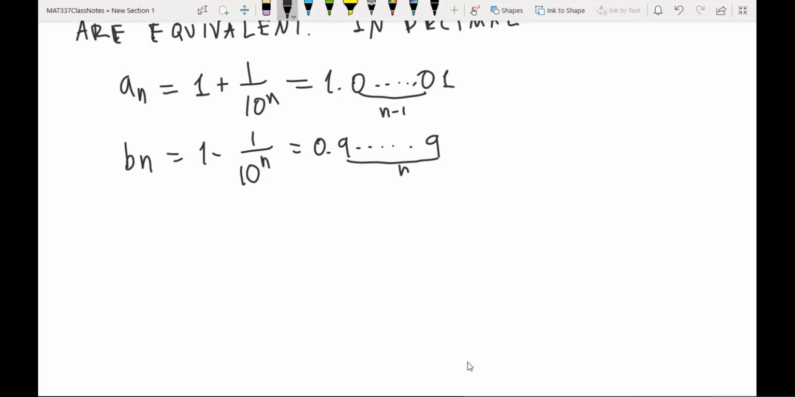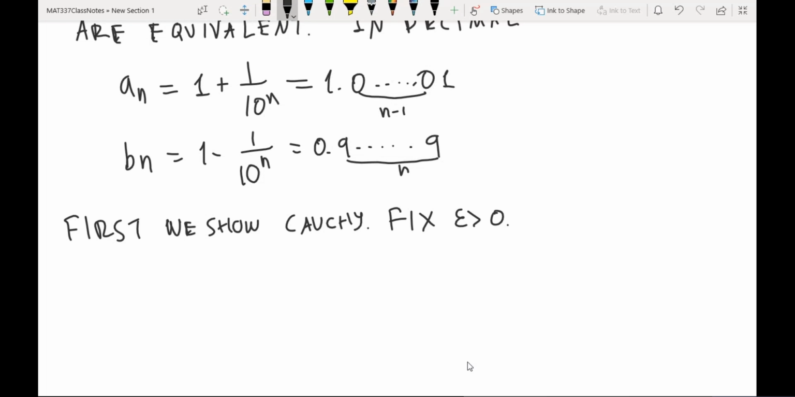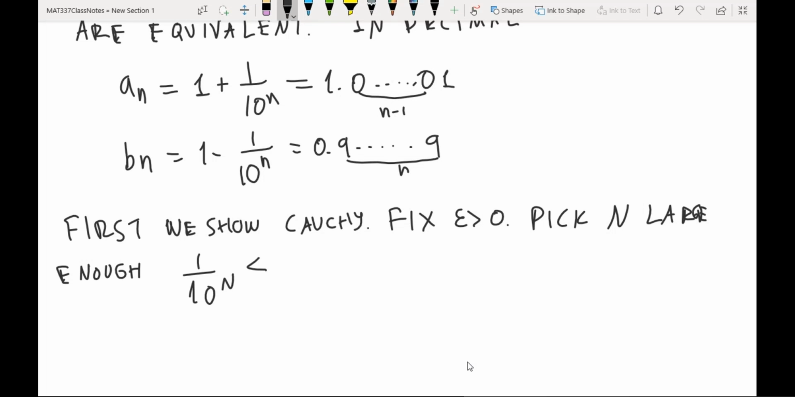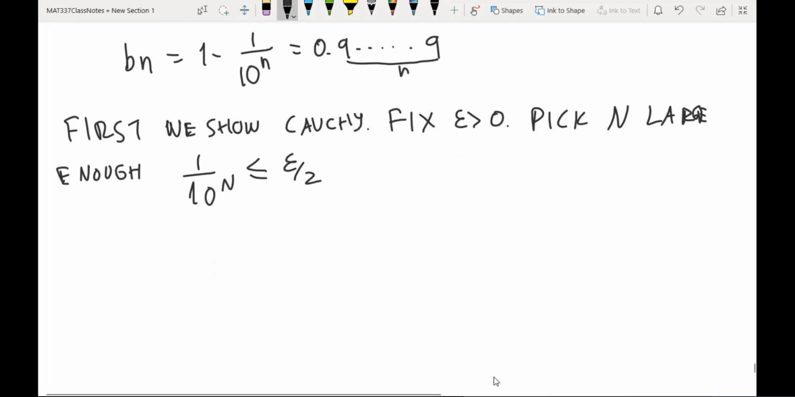So first we show Cauchy. So fix epsilon positive. Then I think it's clear. Pick n large enough so that 1 over 10 to the n is less than epsilon over 2. You can solve this if you like using log. So you pick this n.